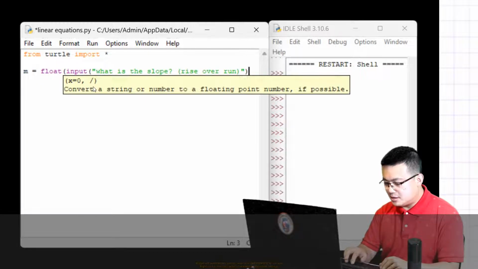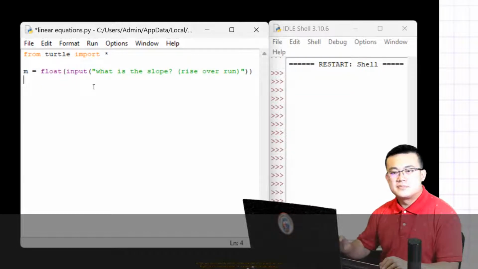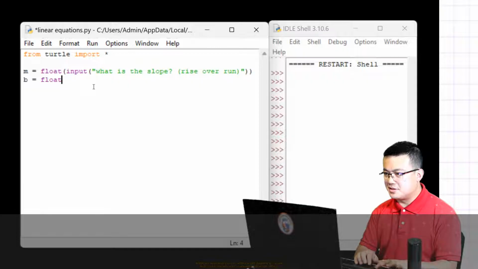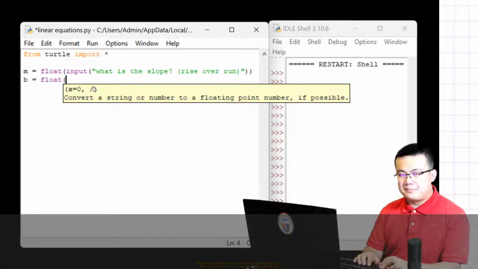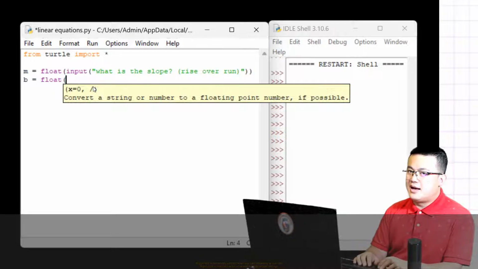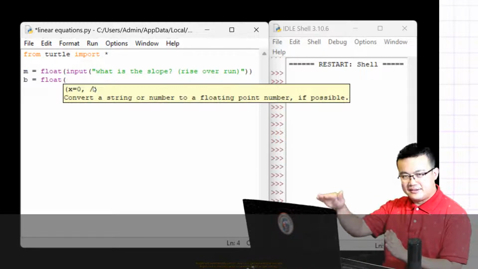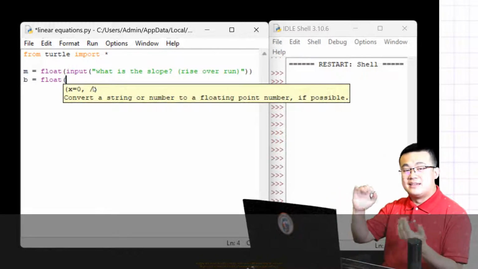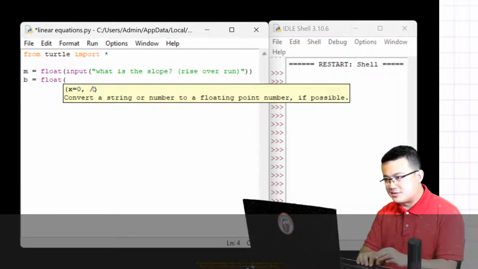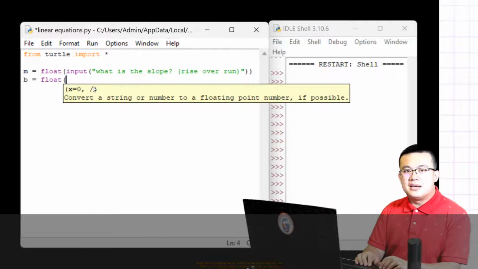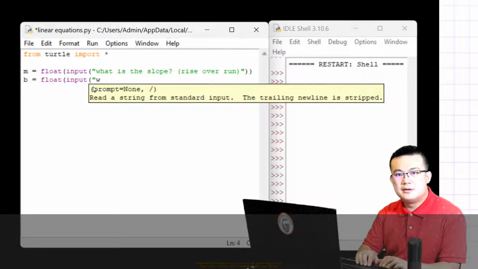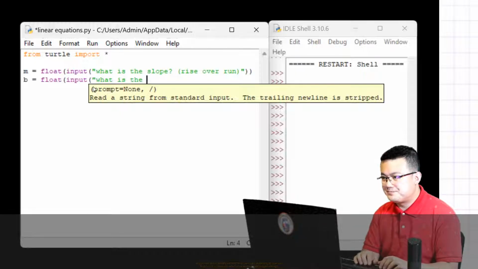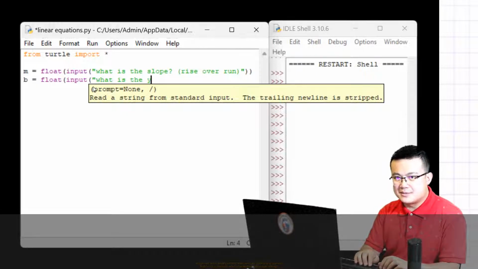Is that good? One more. Then we go B equals float. Why am I making B a float as well? Because the axis on our plane is continuous, all right? We don't have to have a discrete number. So here, B equals float input, what is the y-intercept?